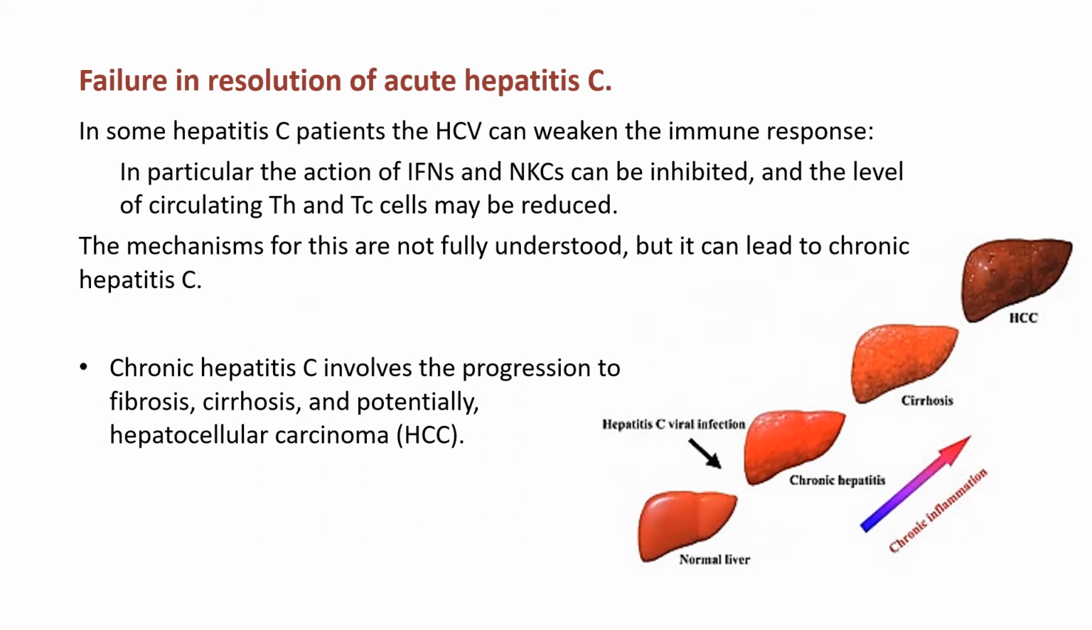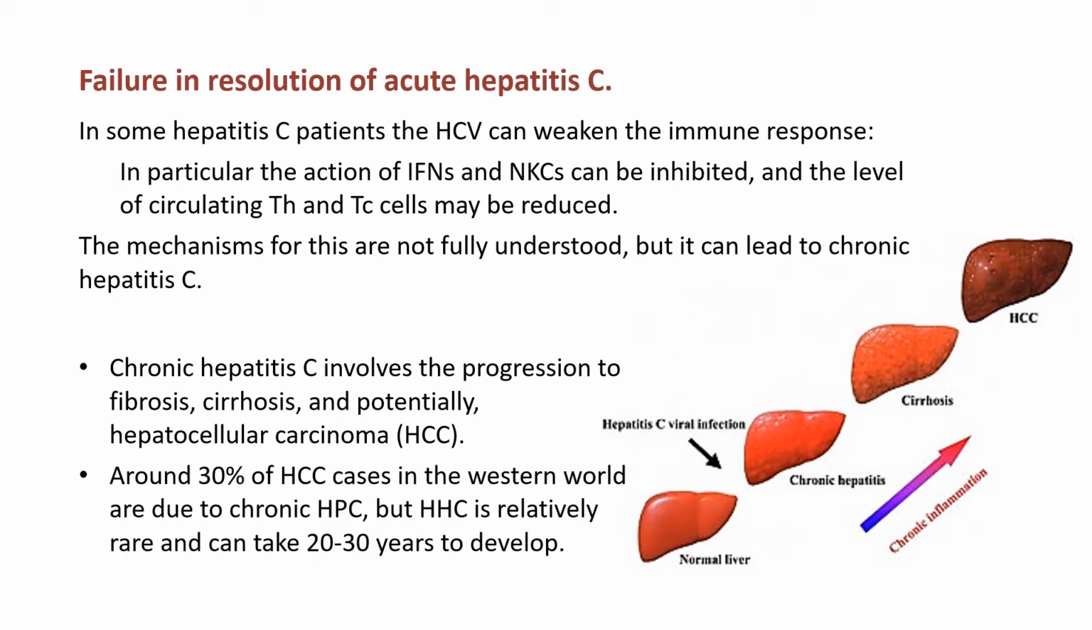Chronic hepatitis C will then stimulate the progression through from steatosis and steatohepatitis to fibrosis, cirrhosis, and potentially hepatocellular carcinoma. And around 30%, that's a third, of HCC, hepatocellular carcinoma cases in the Western world are due to chronic hepatitis C infections. It is still relatively rare, but it can also take a lot of years to develop.